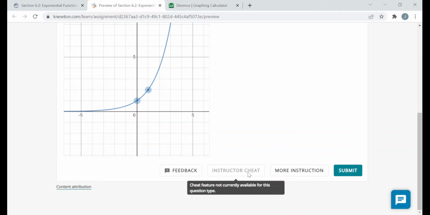There's an instructor cheat button that you will not have. This is for instructors only. This will not be there. But you will have the More Instruction button. If you're struggling with a topic or question, click on this. It'll take you to a page with some more reading or videos to study, and then you'll be given questions related to that instruction, and completing those questions correctly will progress you through the assignment as well.